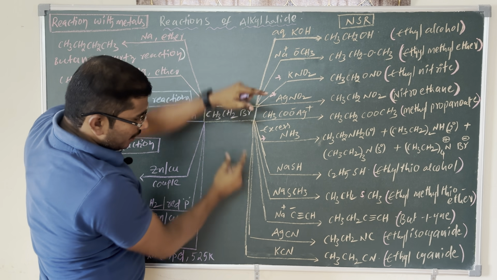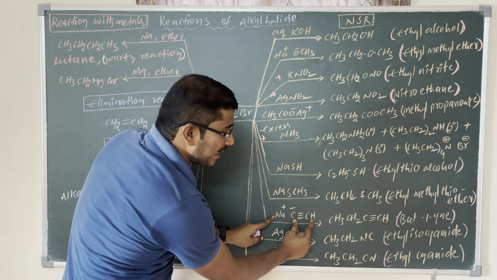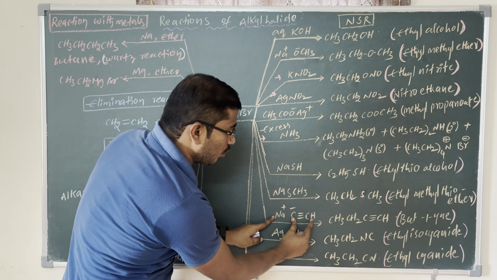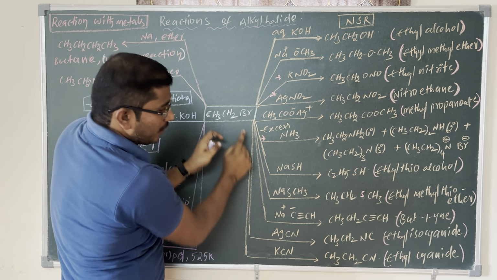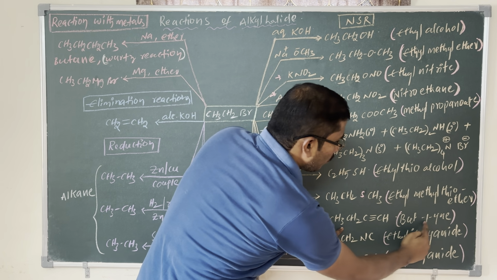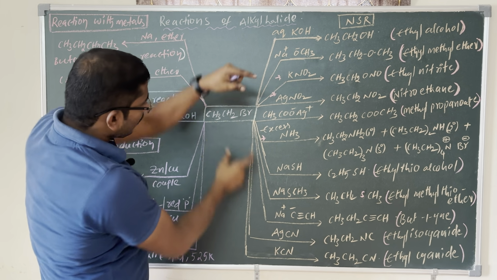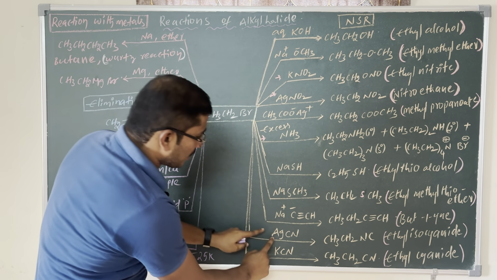Methyl bromide reacts with sodium acetylide. This is called acetylide; the alkyne group is the nucleophile here. This nucleophile substitutes the bromine, so we get alkynes, for example but-1-yne. Alkyl halides also react with silver cyanide.